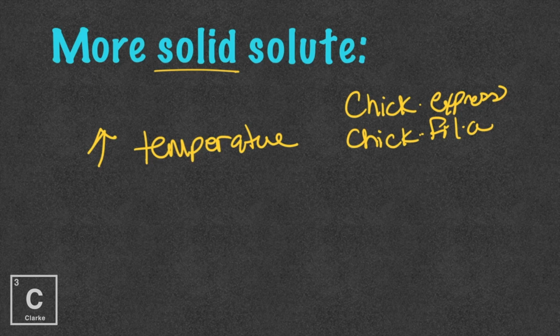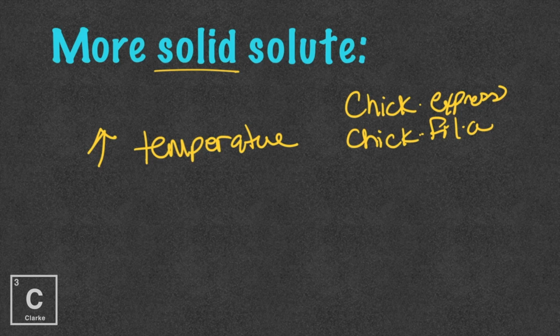Chick-fil-A and Chicken Express, the reason why they have such good sweet tea is they add all of their sugar to the tea while the tea is still hot. Have you ever noticed if you're at a restaurant and they bring you some tea and then you put sugar packets in it? We've already got ice in your tea. You're not going to get very much sugar to dissolve.